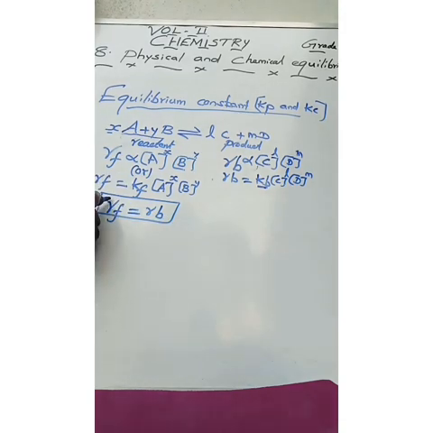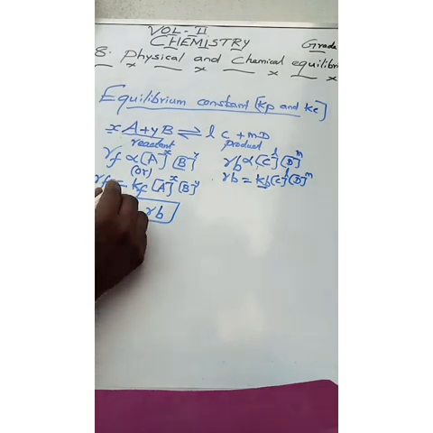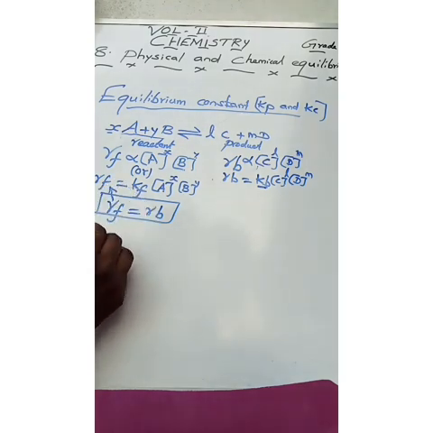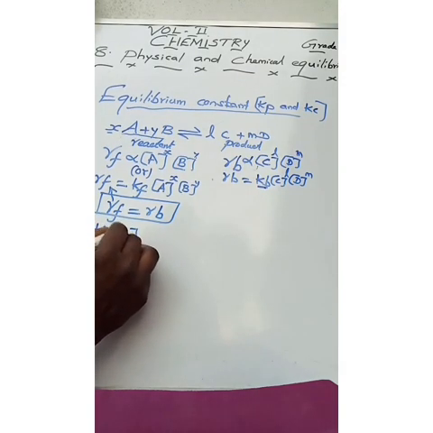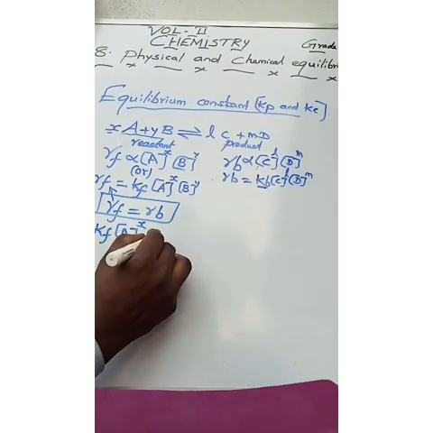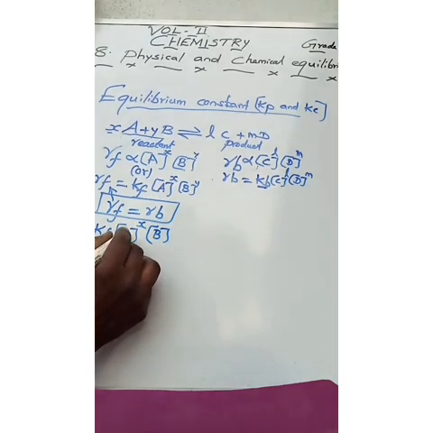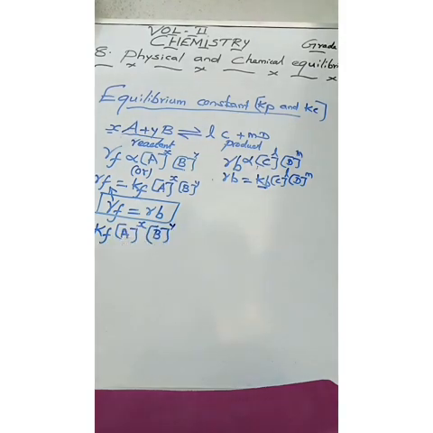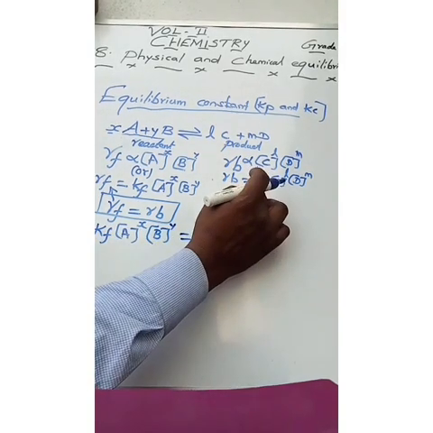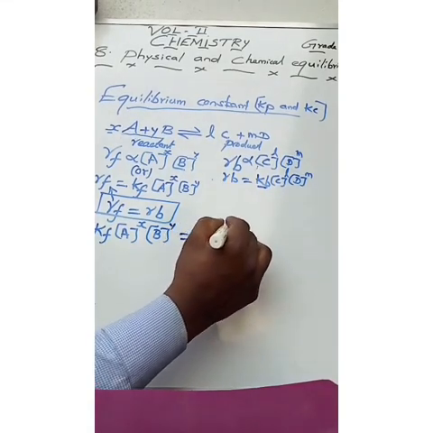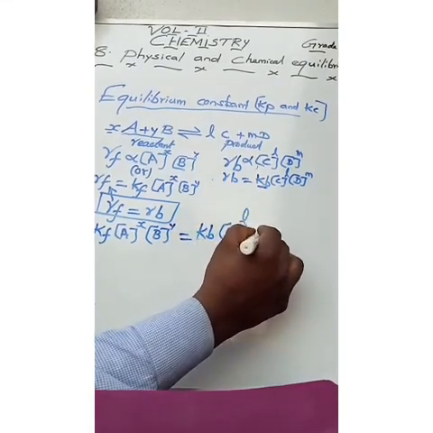So we write the rate of the forward reaction Rf is equal to the rate of the backward reaction Rb. Am I right? So we write Kf, the proportionality constant, times the active mass of A power x, active mass of B power y, is equal to the proportionality constant Kb, times the active mass of C power L, active mass of D power M.